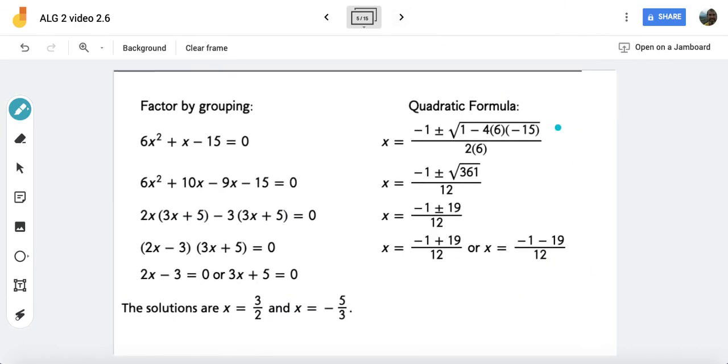Quadratic formula. They had the square root of 361, which came up to 19, and then -1 plus 19 is 18. 18 over 12 is 3 over 2. And -5 over 3 was the other root.